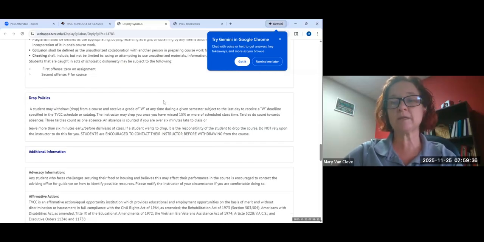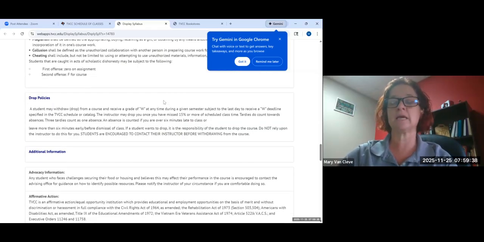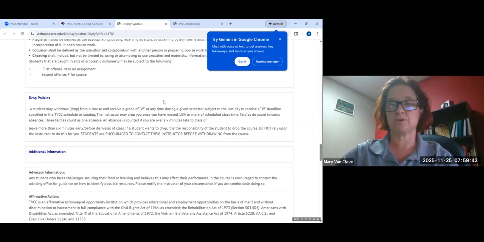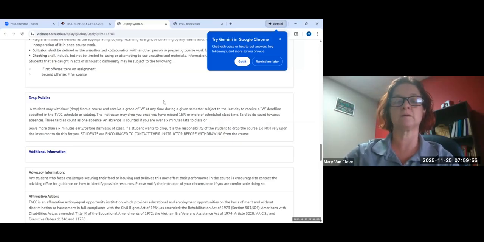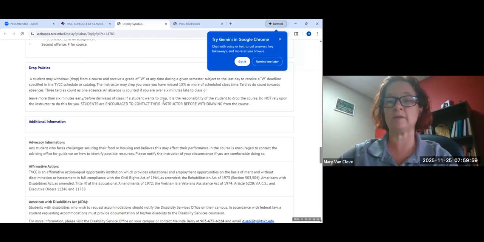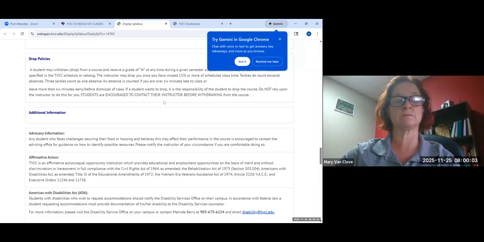Drop policies. Please make sure that you are attending the course, even though you are online. Make sure you're completing your work, and make sure that you are logging time into the computer in Canvas to validate that you are still participating in the course. Please contact me if you have any concerns and you are wondering about dropping the course.